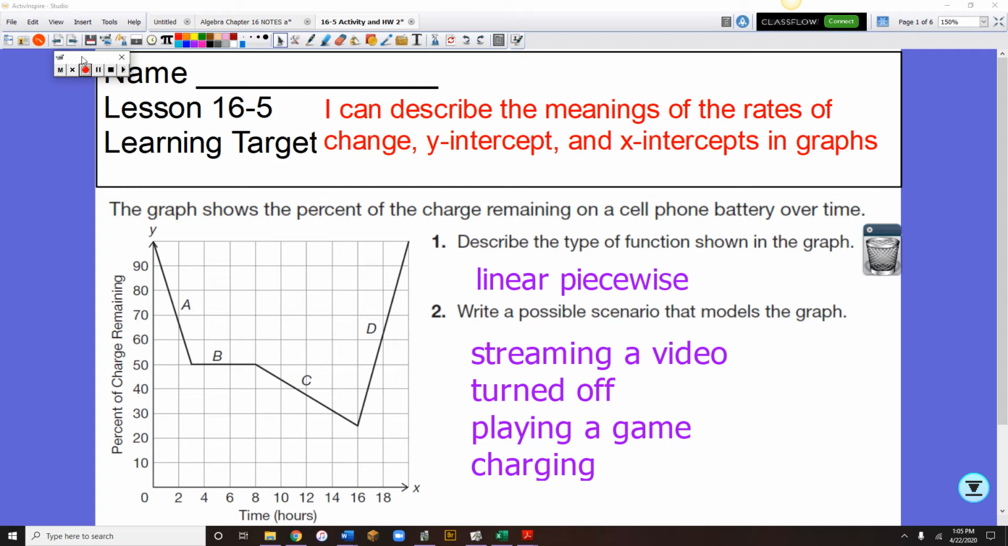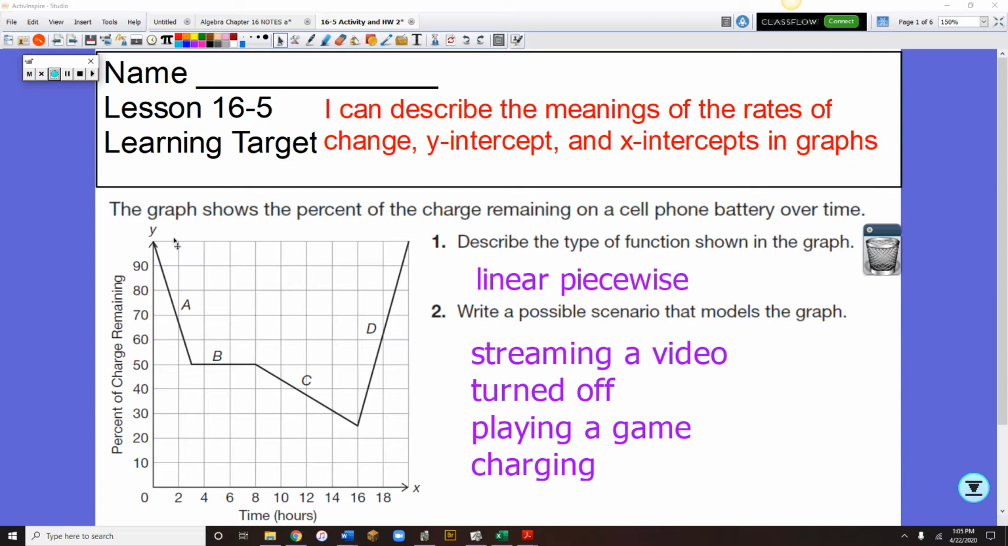Hey guys, so our lesson for today is 16.5, and we're going to look at piecewise functions and interpret them in context. So we're going to describe the meanings of the rates of change or slopes, the y-intercept, and any x-intercepts that happen in the graph.